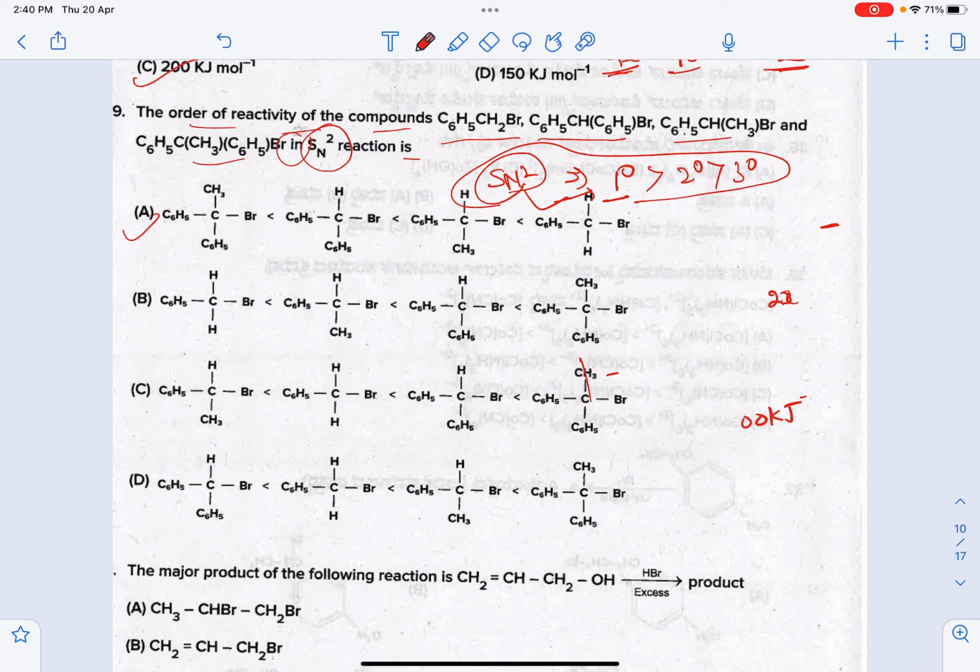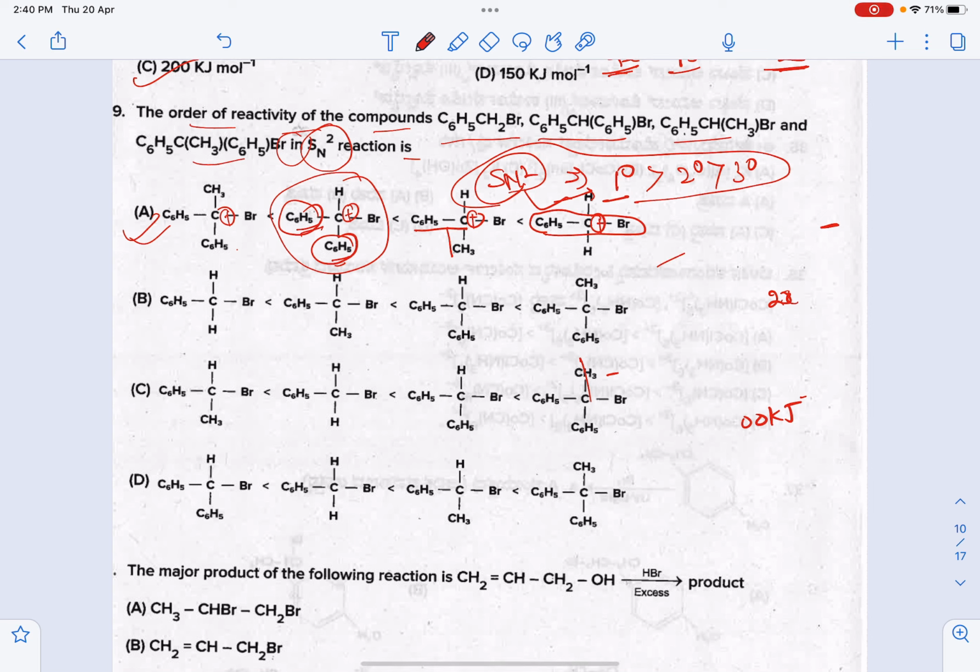As you can see, here the primary carbocation is formed, here the secondary carbocation is formed, and here the tertiary carbocation is formed. Sorry, here also the secondary carbocation is formed, but the group is the phenyl group, which is resonance stabilized, so this will be more stabilized. After that the tertiary carbocation is formed, so the correct option will be A.